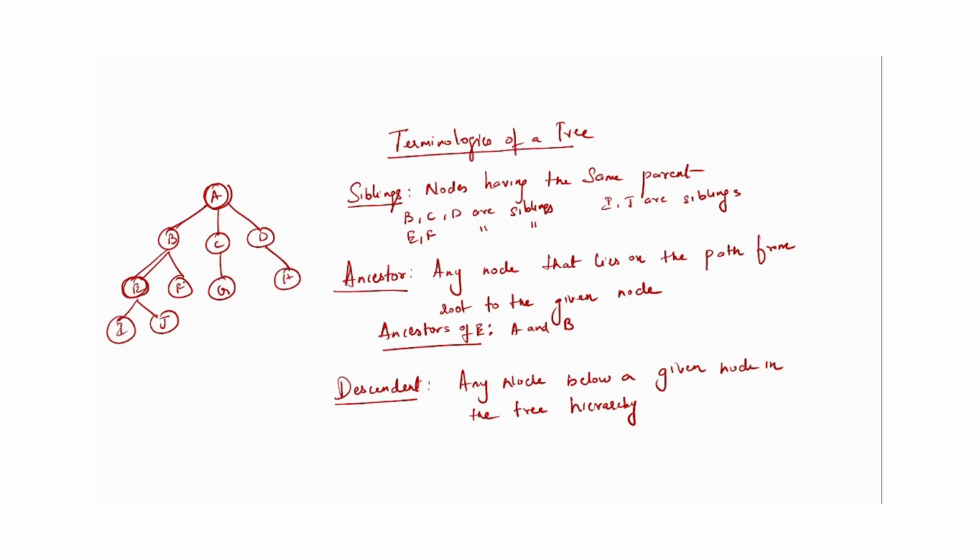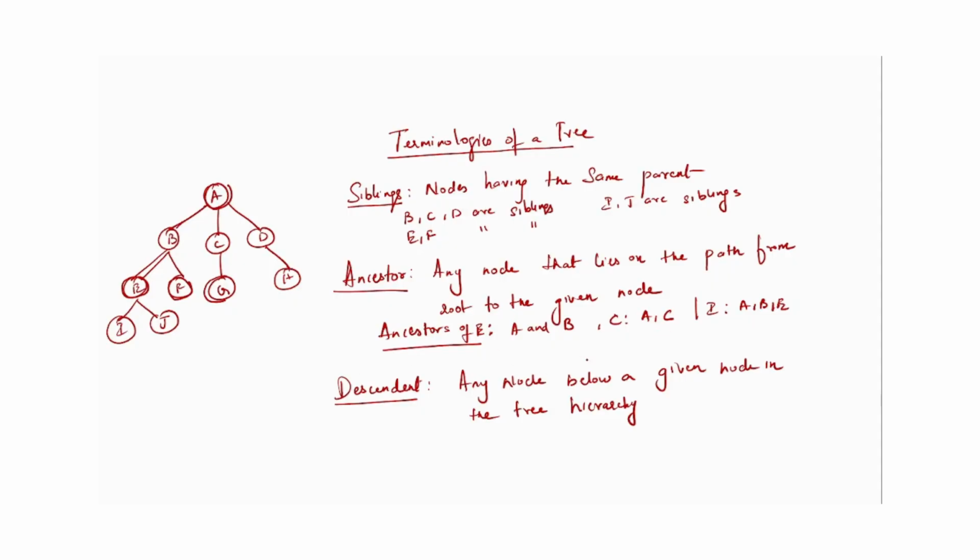So what are the ancestors of F? Ancestors of F are also A and B, correct? Because A and B lie on the path from root to F, right? Let us look at G. What are the ancestors of G? A and C, right? What are the ancestors of I? Ancestors of I are A, B, E. A, B, E are ancestors of I, right?